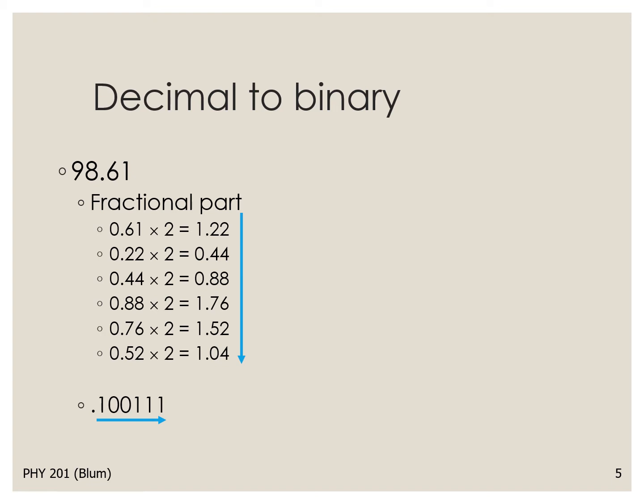We're going to take that 0 and put it in the next spot, and that is the quarters place. Take the 0.44, multiply it by 2, get 0.88. Take that 0, put it in the next available spot, which is the eighths place. Take the 0.88, multiply it by 2, get 1.76. Take that 1 and put it in the next available slot. So again, we're working from the dot out, but this time we're working from the dot to the right, and we are multiplying by 2's, whereas before we were dividing by 2's.